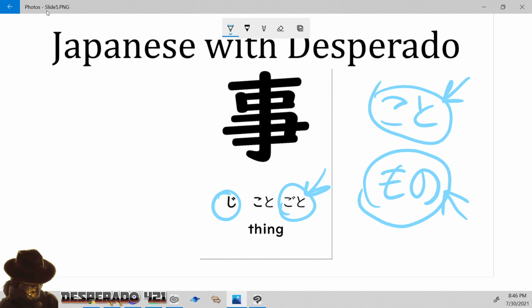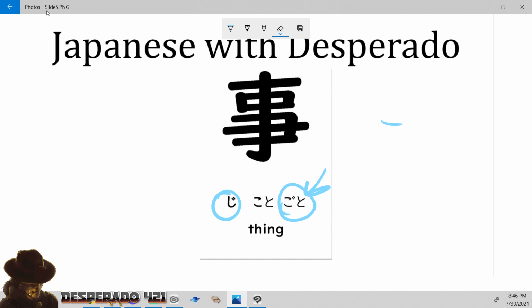Okay. And then, so goto is for job, right? So shigoto means job. So the two of them together basically is a serve thing, which is a work. That's kind of weird. So it's like a service. This makes you sound like a waiter.